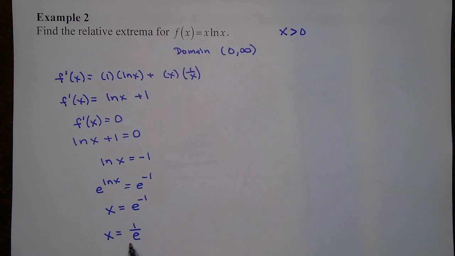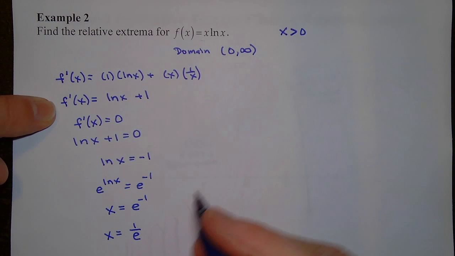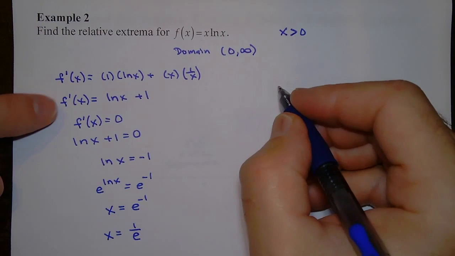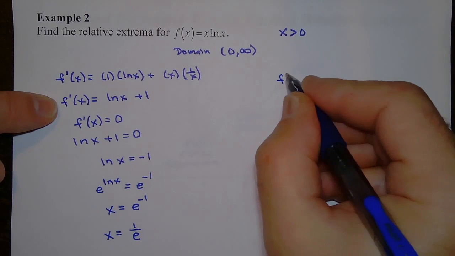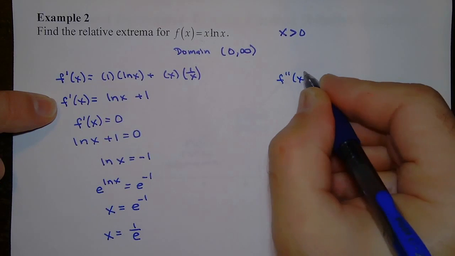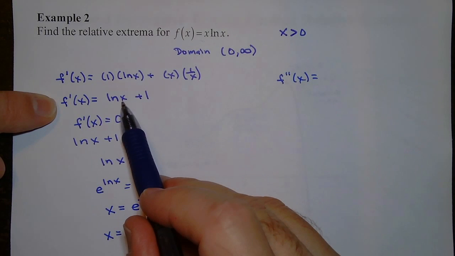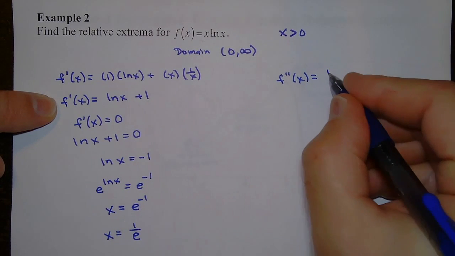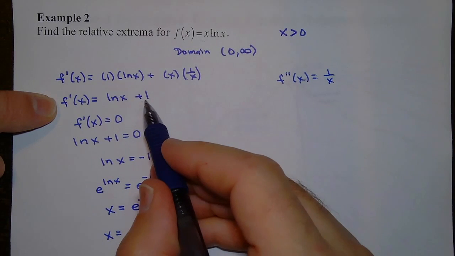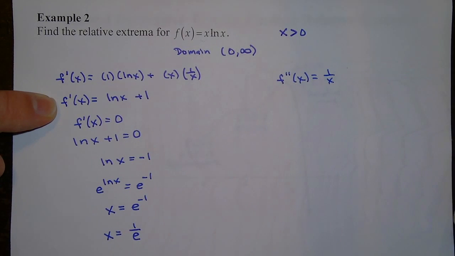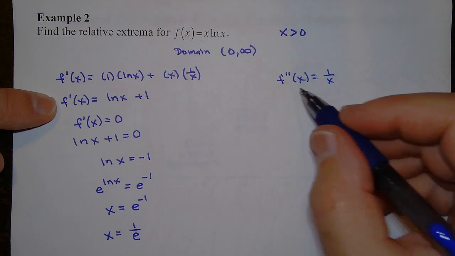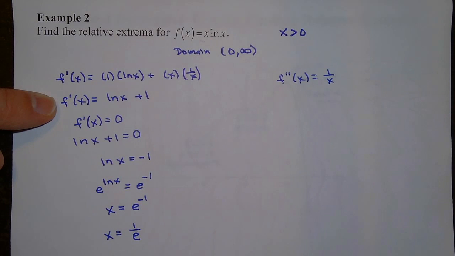The way to do it is to look at the concavity at this particular x value. So that means we're going to have to find the second derivative, okay? And actually the second derivative is easier to find. So f double prime of x is simply the derivative of natural log of x, which again is 1 over x, plus the derivative of 1 with respect to x, which is 0. So I don't even need to bother writing it. There it is. That's the second derivative.